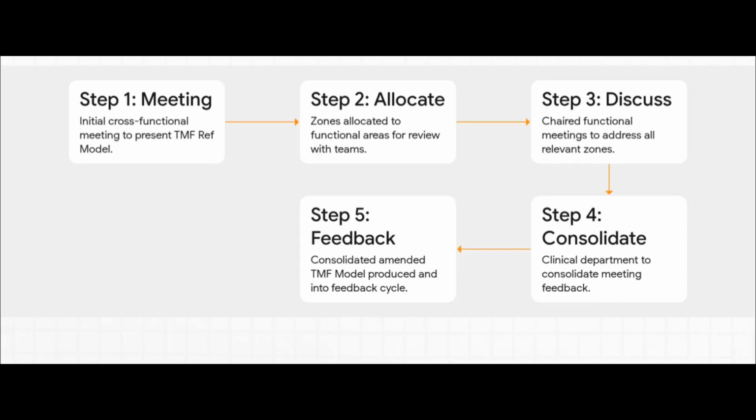Let's just list out those steps to make it crystal clear. Number 1, that big cross-functional kickoff meeting. 2, the different zones of the model are handed out to different teams. 3, those teams meet up to talk about their specific sections. 4, all that feedback gets collected and consolidated. And finally, number 5, the new, shiny, customized model is sent out for a final round of review.